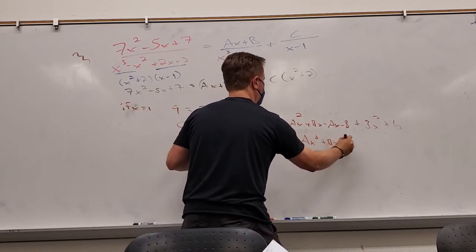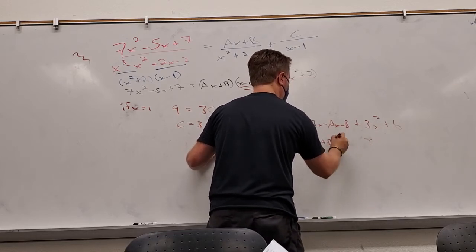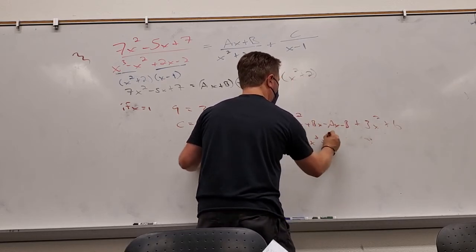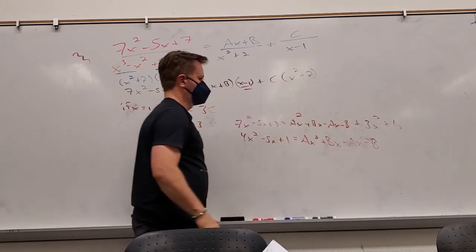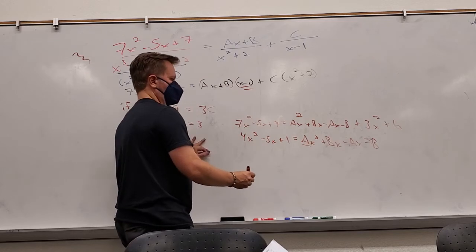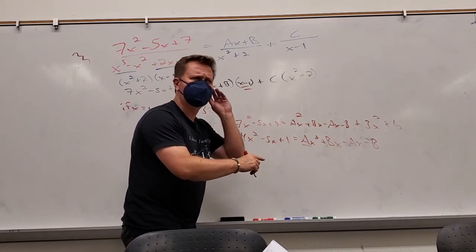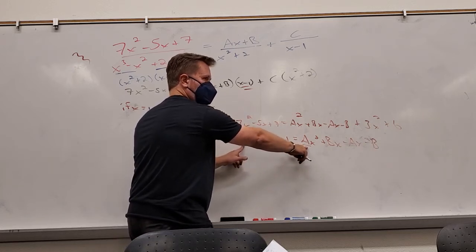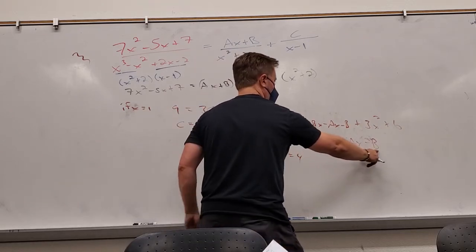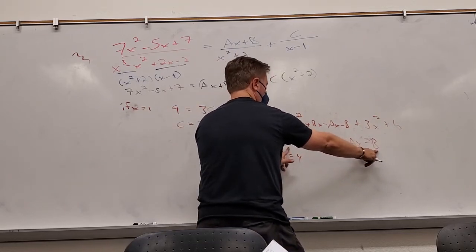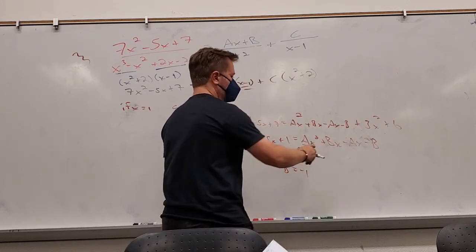And now equating coefficients is a little easier if I can write something that approximates English. There we go. What does A have to be? 4. Right? A is 4. What does B have to be? Negative 1. Yeah.